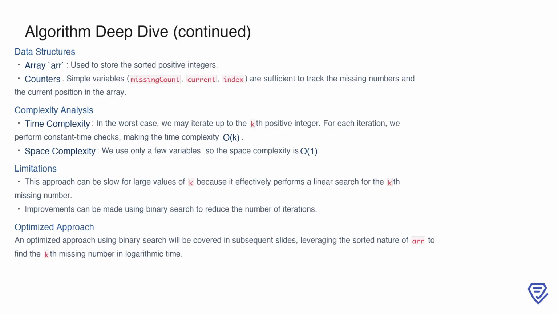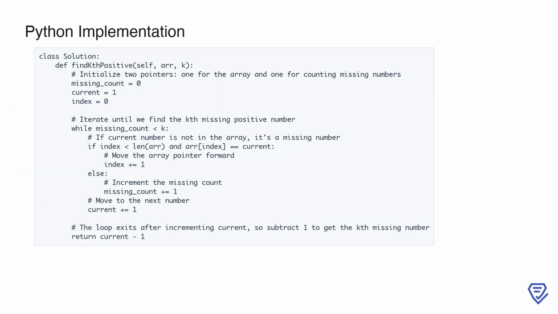To address this, we can use an optimized approach based on binary search that takes advantage of the sorted nature of the array. By reducing the number of iterations required, binary search can significantly improve the performance of the algorithm, which we will explore in the following section. This implementation solves the problem of finding the kth missing positive number efficiently.